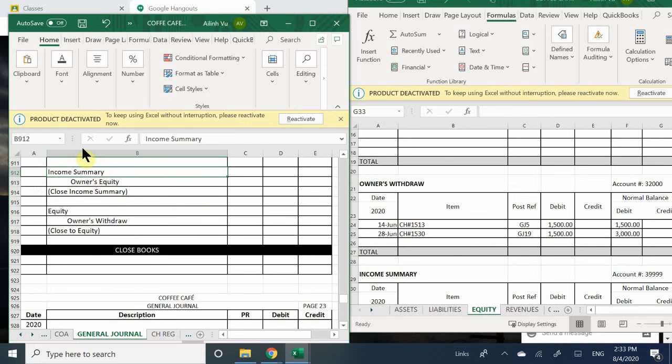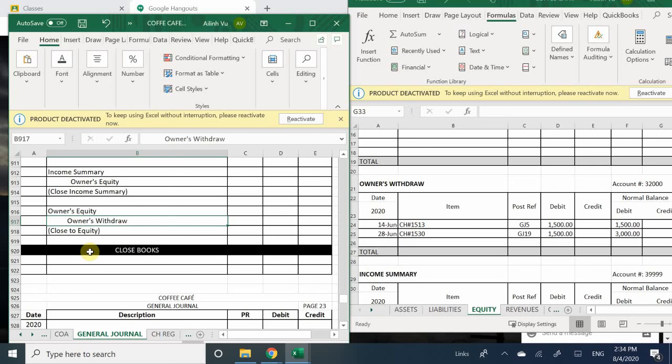cleared out all your income summary into your equity, okay, the last step is you also need to make sure that you adjust your equity because you took money out of equity. Remember, we had owner's withdrawal. So make sure that you also update the new balance with that. So we're going to close out our withdrawals into equity. And once you've done that, that's it. You're done with your entire books.